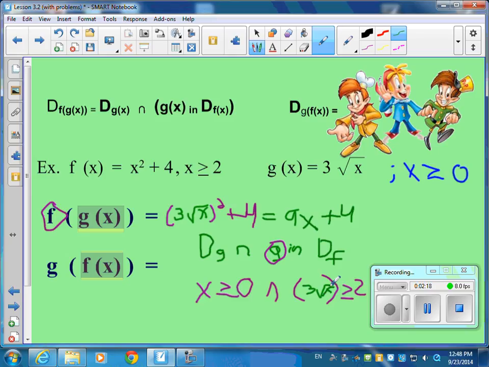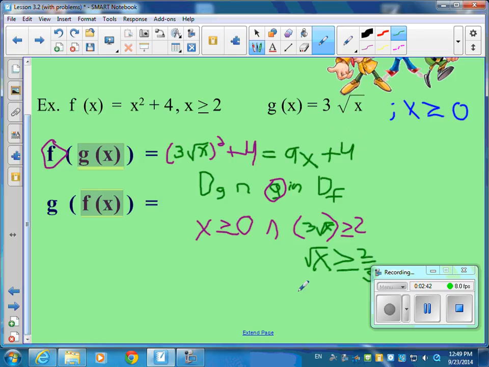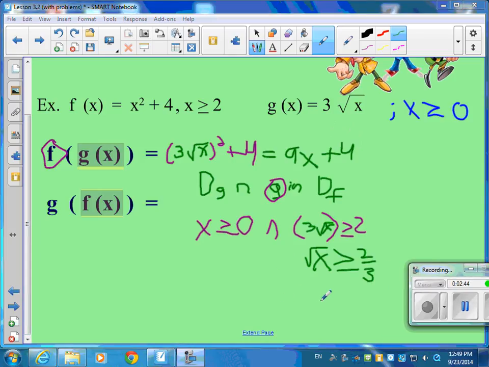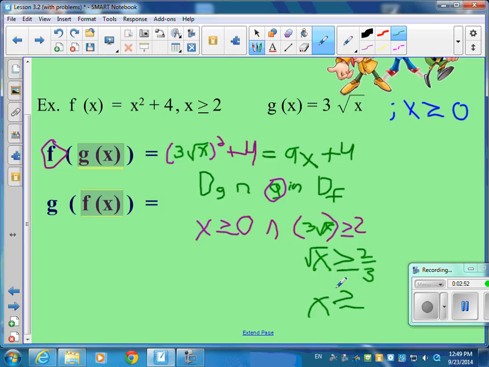Okay, so now we got a little bit of algebra to get us the rest of the way. 3 square root of x is greater than or equal to 2. The square root of x is going to be greater than or equal to 2/3. So tell me, what will x be greater than or equal to? Anybody want to take it? Solve for x. X will be greater than or equal to what? Anybody help me out? 4/9.